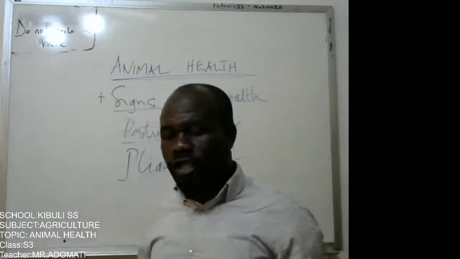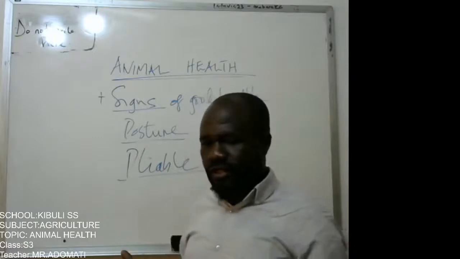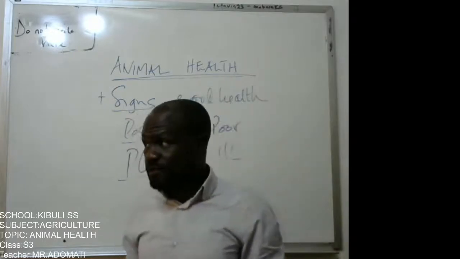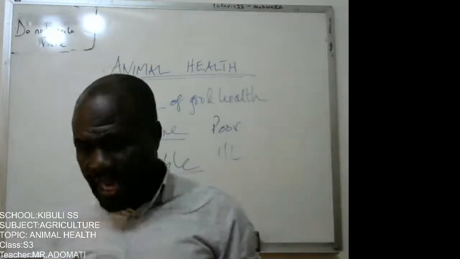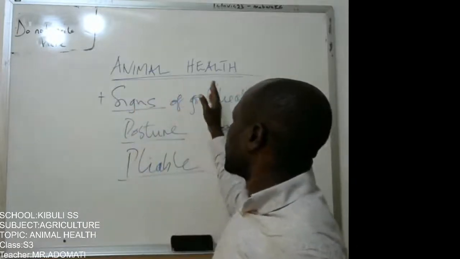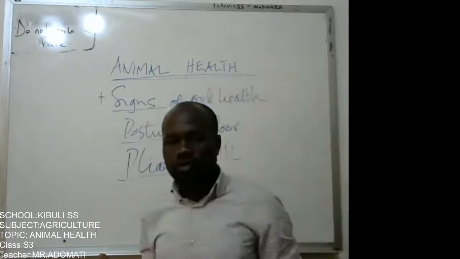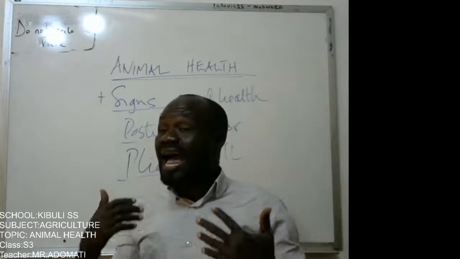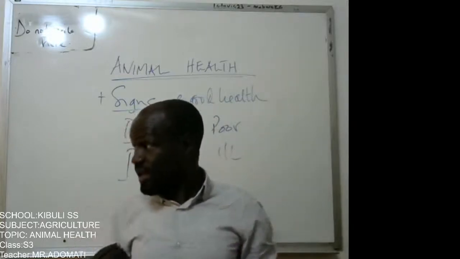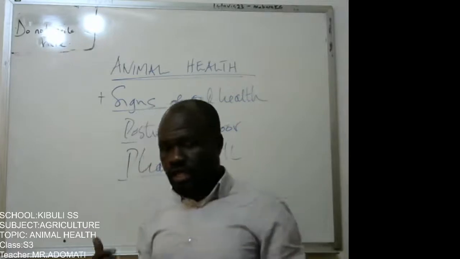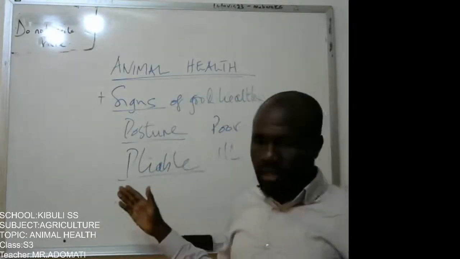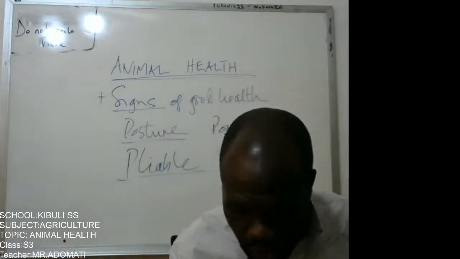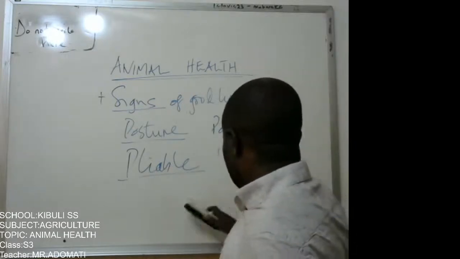So after knowing the signs of good health and the signs of poor health in animals, I would like us to proceed to the concept of disease. Now, what makes an animal develop bad health? The bad health is usually because of disease. We say an animal is diseased if its body processes are not functioning normally, the way they are supposed to. There we say the animal is diseased. For the case of disease, I believe you know that.